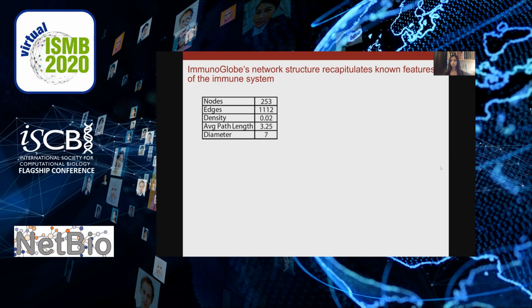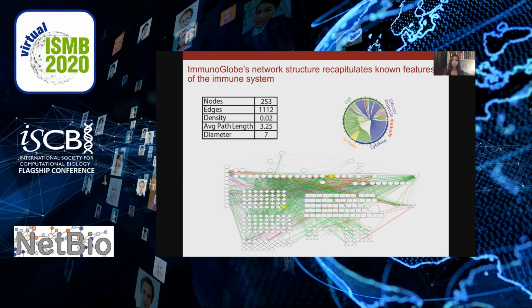When you mount an immune response, that response is very specific to the type of pathogen that you've encountered. So whether it's bacteria, viruses, parasites, that all initiates a different type of immune response. So the low density reflects that. However, despite the low density, the average path length is pretty short. And so here you can see the different types of interactions that there are. Most of them are between immune cells and cytokines because they are the major players of the immune system. And this is, again, an example of what the network looks like.